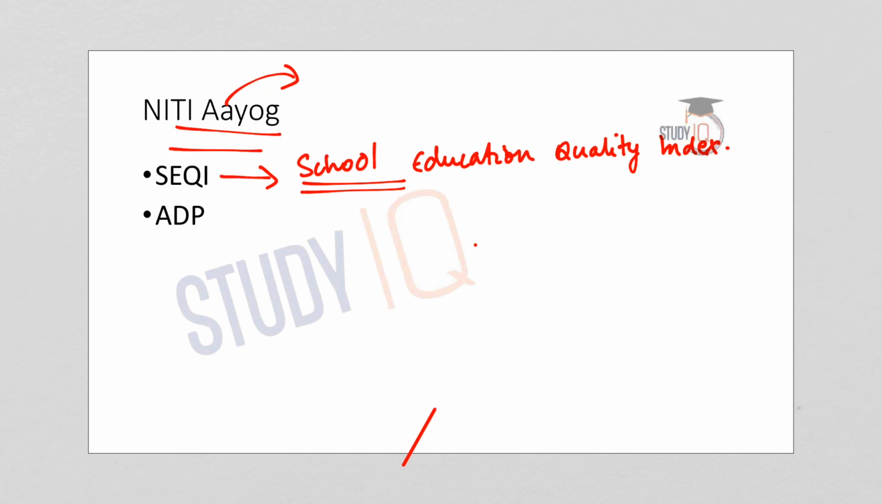Now what is SEQI? The School Education Quality Index gives scores to the states based on their educational performance, and this data will be put in the public domain. So based on the performance of the states on education, scores will be given and rankings will be given to various states, and this ranking will be made public. Now this will also improve a sense of competition among the states.